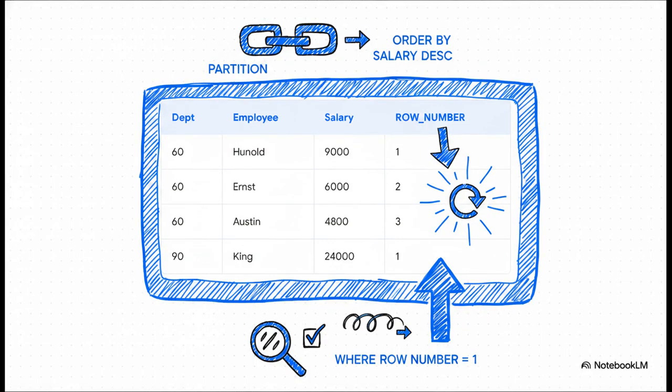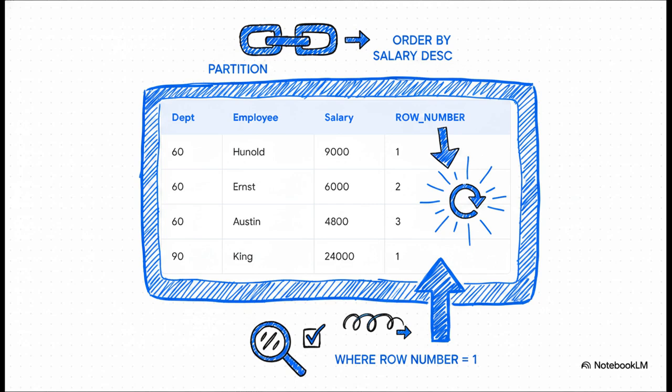Now watch how the PARTITION BY goes to work here. We've ordered our employees by their salary descending. For Department 60, Hunold makes $9,000, so he gets row number 1. Ernst gets 2, Austin gets 3. Simple enough. But look what happens the second we reach Department 90. Because we used PARTITION BY department_ID in our OVER clause, the database knows to immediately reset the window. The sequence completely restarts. So King, who is making $24,000 over in Department 90, gets a brand new row number 1.